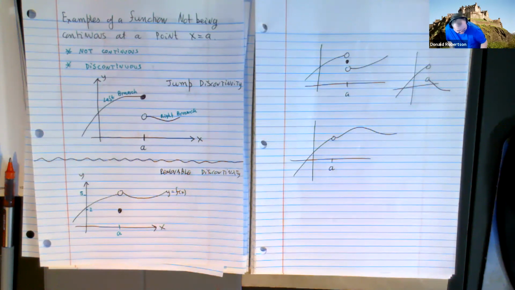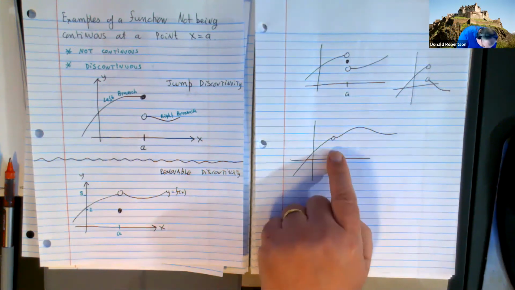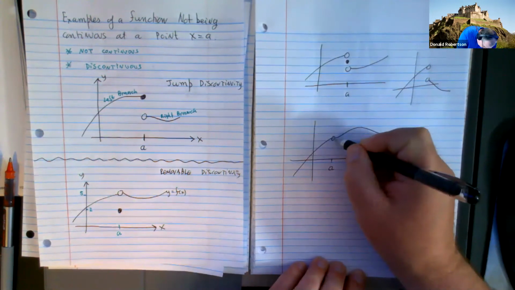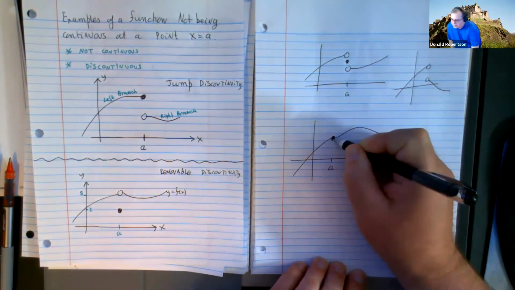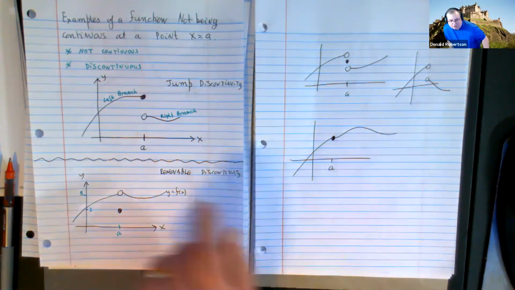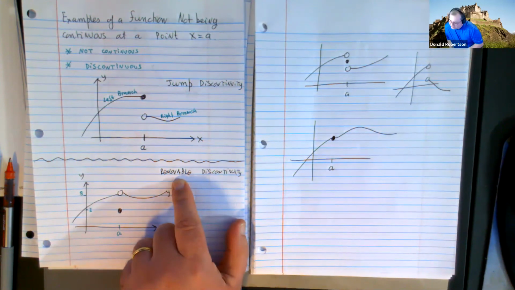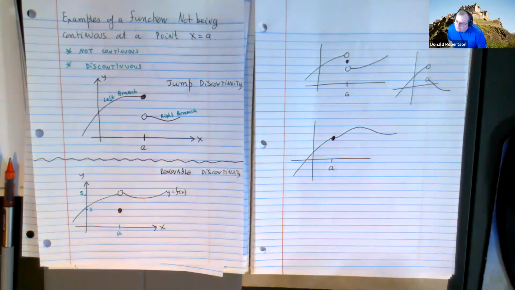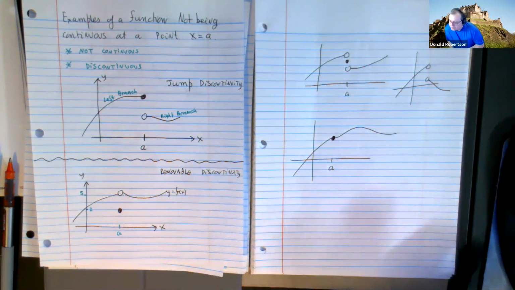Would you agree that the only way you could fix this would actually be to put f of a there? And now haven't you filled the gap? Which is why it's probably called a removable discontinuity, because really you could fix it, couldn't you? You could remove the problem and make it continuous again.